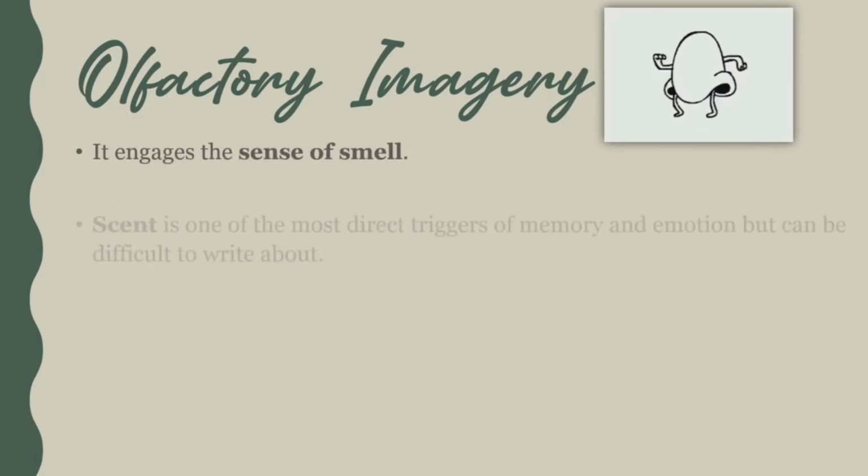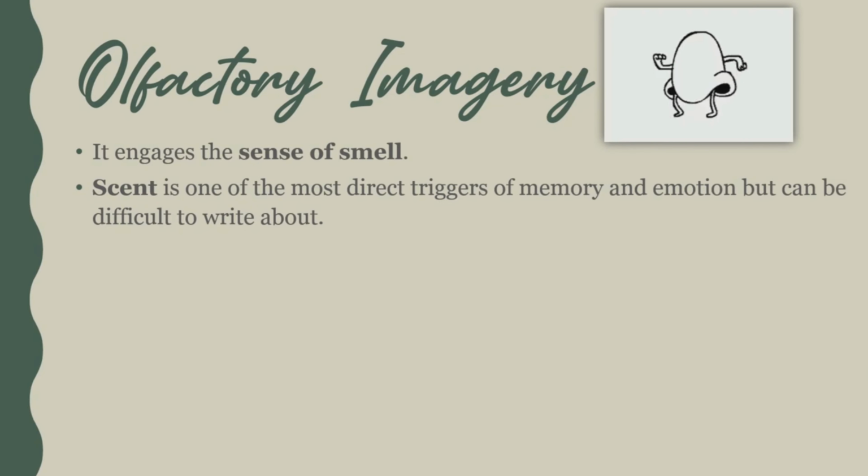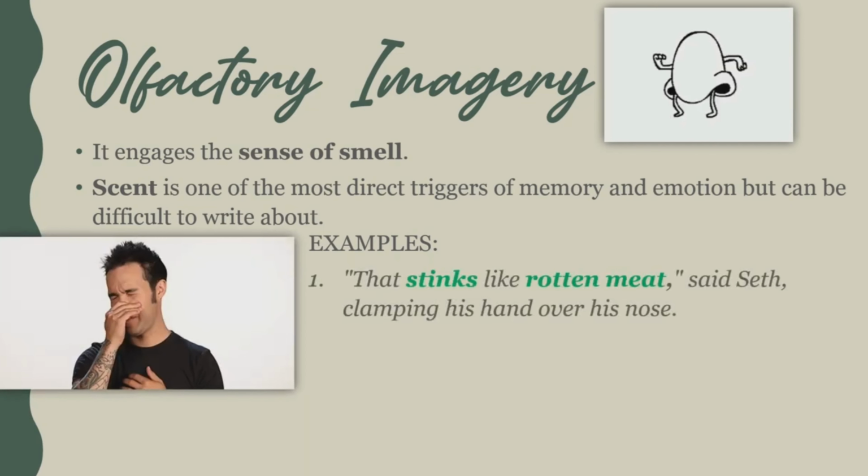It engages the sense of smell. Scent is one of the most direct triggers of memory and emotion but can be difficult to write about. Since taste and smell are so closely linked, you sometimes find the same word, such as sweet, used to describe both. There is a need for you to use simile, because simile is common to olfactory imagery, as it allows writers to compare a particular scent to common smells like dirt, manure, or roses.